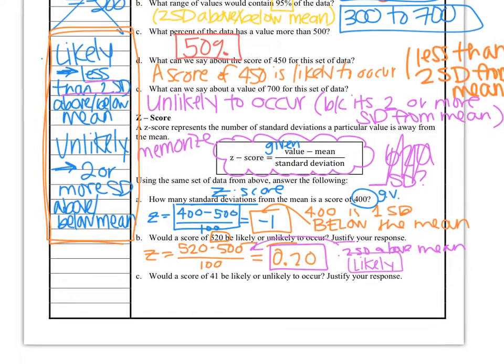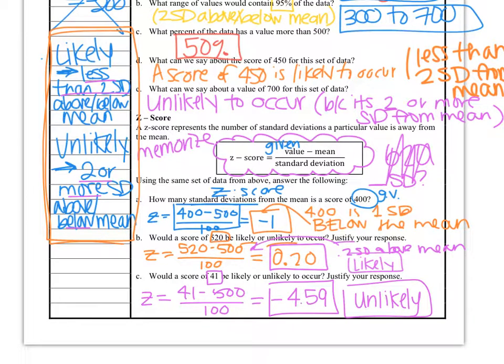Part C says, would a score of 41 be likely or unlikely to occur? Justify your response. So this is our given value. We start with z equals given value 41 minus 500 over 100. Now, I don't know if this was supposed to be 410 or keep it as 41, but we're going to stick with it for now. So if we do this in our calculator, we end up getting a negative 4.59. So this score tells us that we are below the mean by 4.5 standard deviations. Well, if we are 2 or more below the mean, that means that we're going to be unlikely.